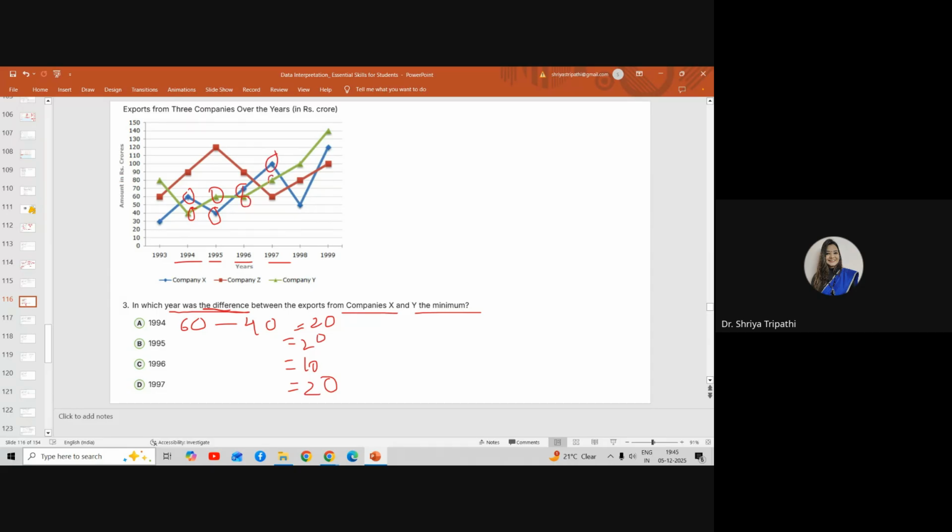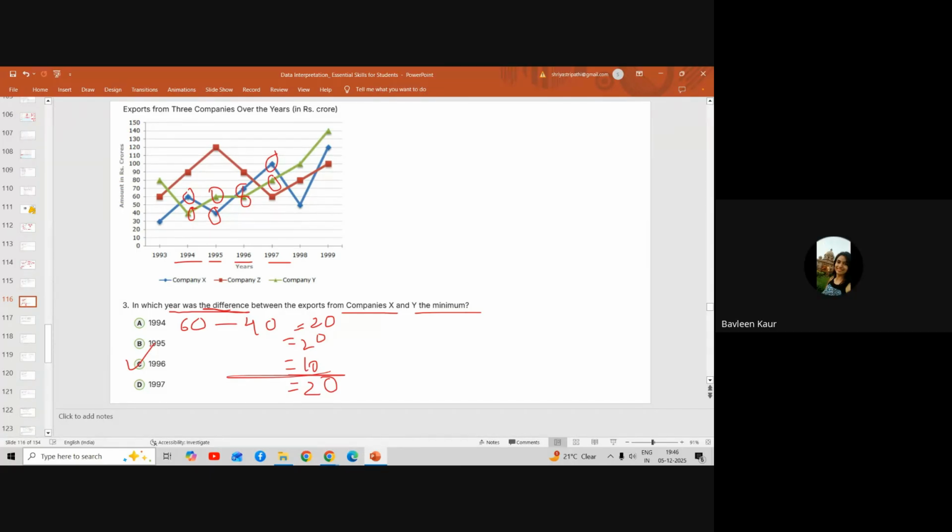These points. Right? So minimum is 10. So my right answer is option number C, 1996. Everyone is getting the same answer? Yes, ma'am. C, C. Okay. Others who are not responding, I believe you all are understanding it.